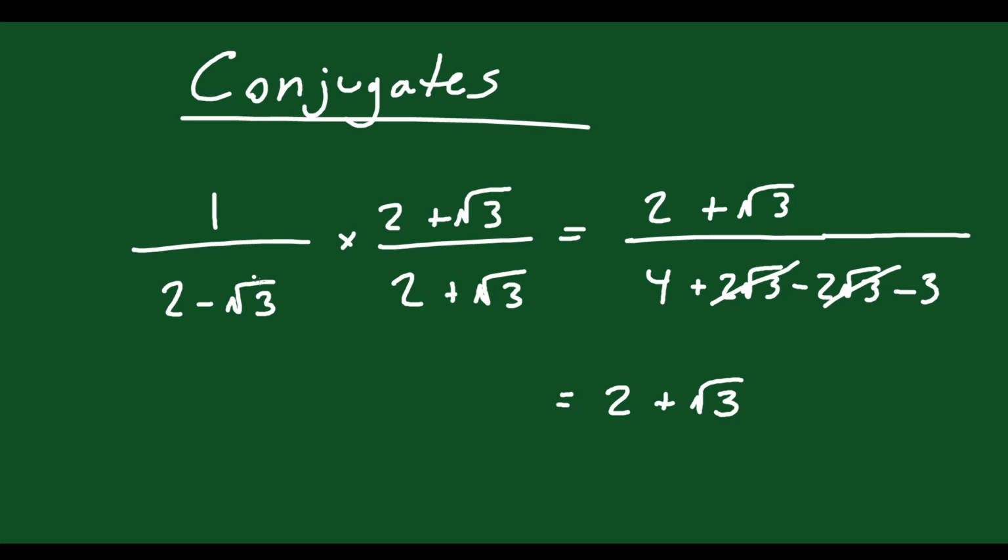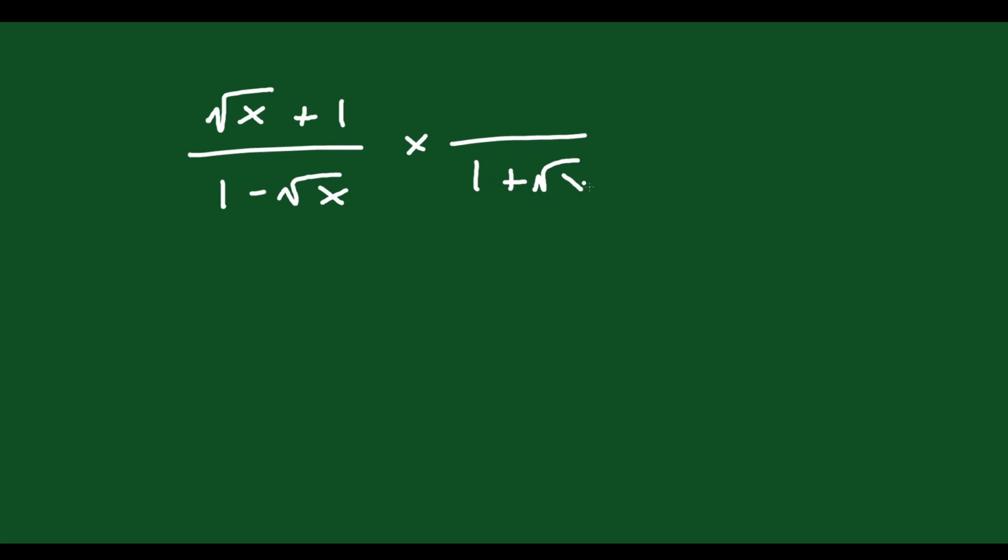So you've successfully taken that radical out of your denominator, which is a little bit more proper, right? It's a little bit more like what we're used to seeing. Let's do another example. Let's say you have square root of x plus 1 divided by 1 minus the square root of x. You want to get rid of that radical on the bottom, so you multiply it by 1 plus root x and 1 plus root x like that.